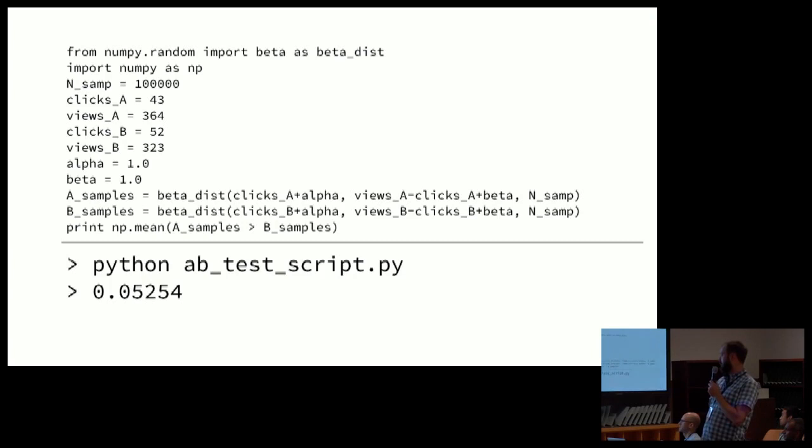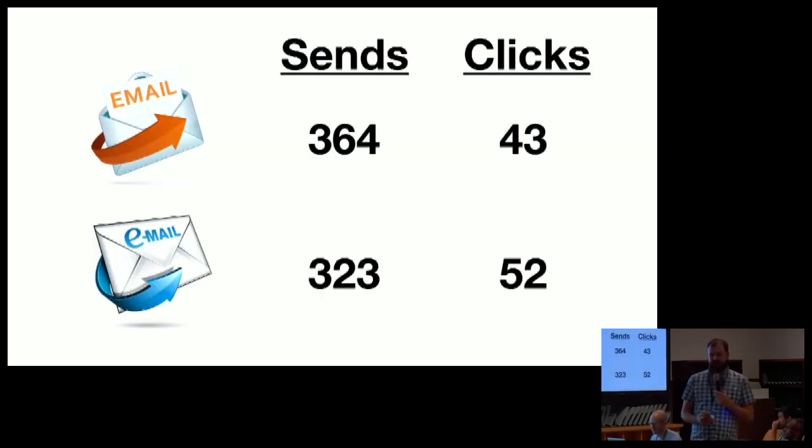Different emails and try and figure out which one gets people to interact more. So Sean will ping me on Slack and say, like, hey, I sent out these two emails. One of them, I sent like 360 some emails and 43 people clicked through. And the other one was 323 and 52 people clicked through. So which one performed better?